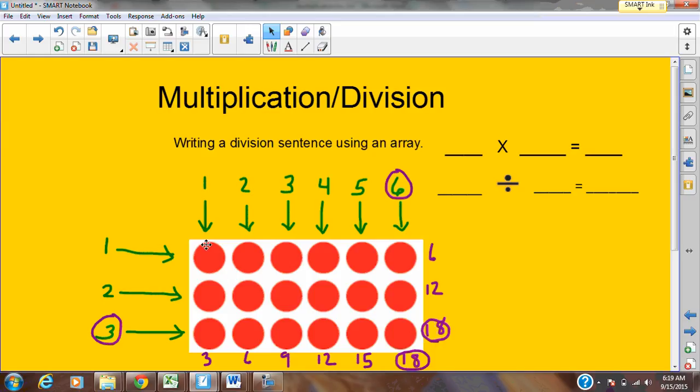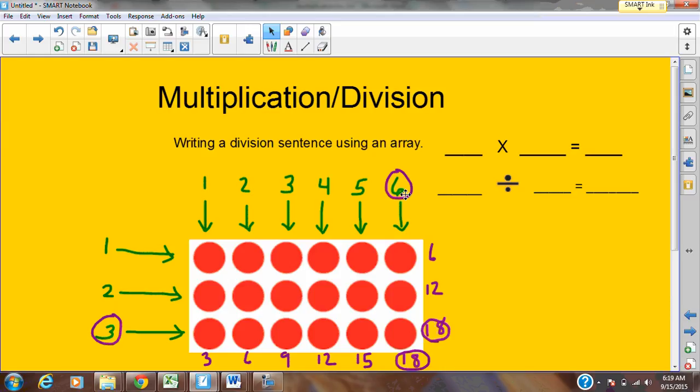Here I have columns that go up and down or vertical, and I have 6 of them, and I've made arrows up and down to remind me of that. I have 6 of them. So right now I have 3 rows and 6 columns.